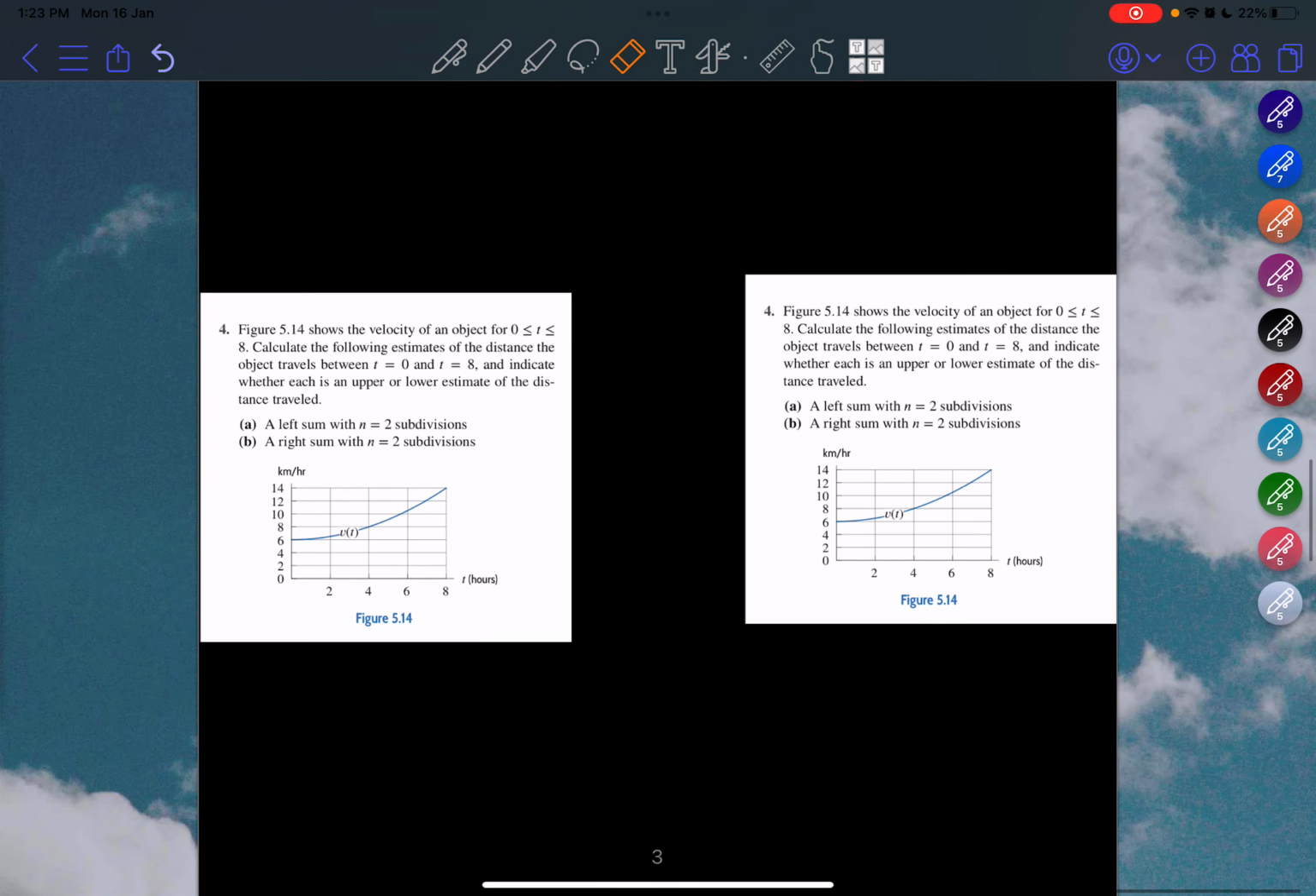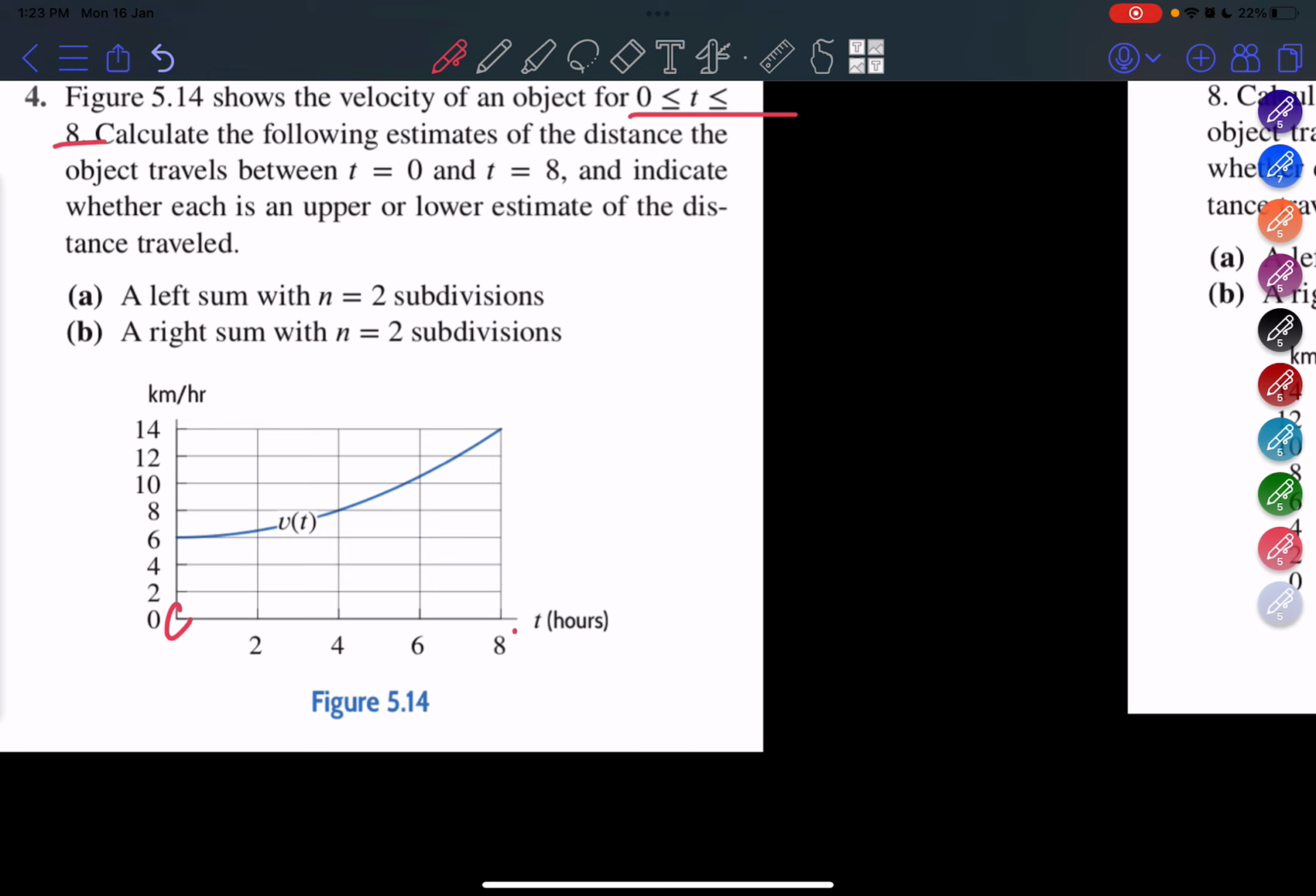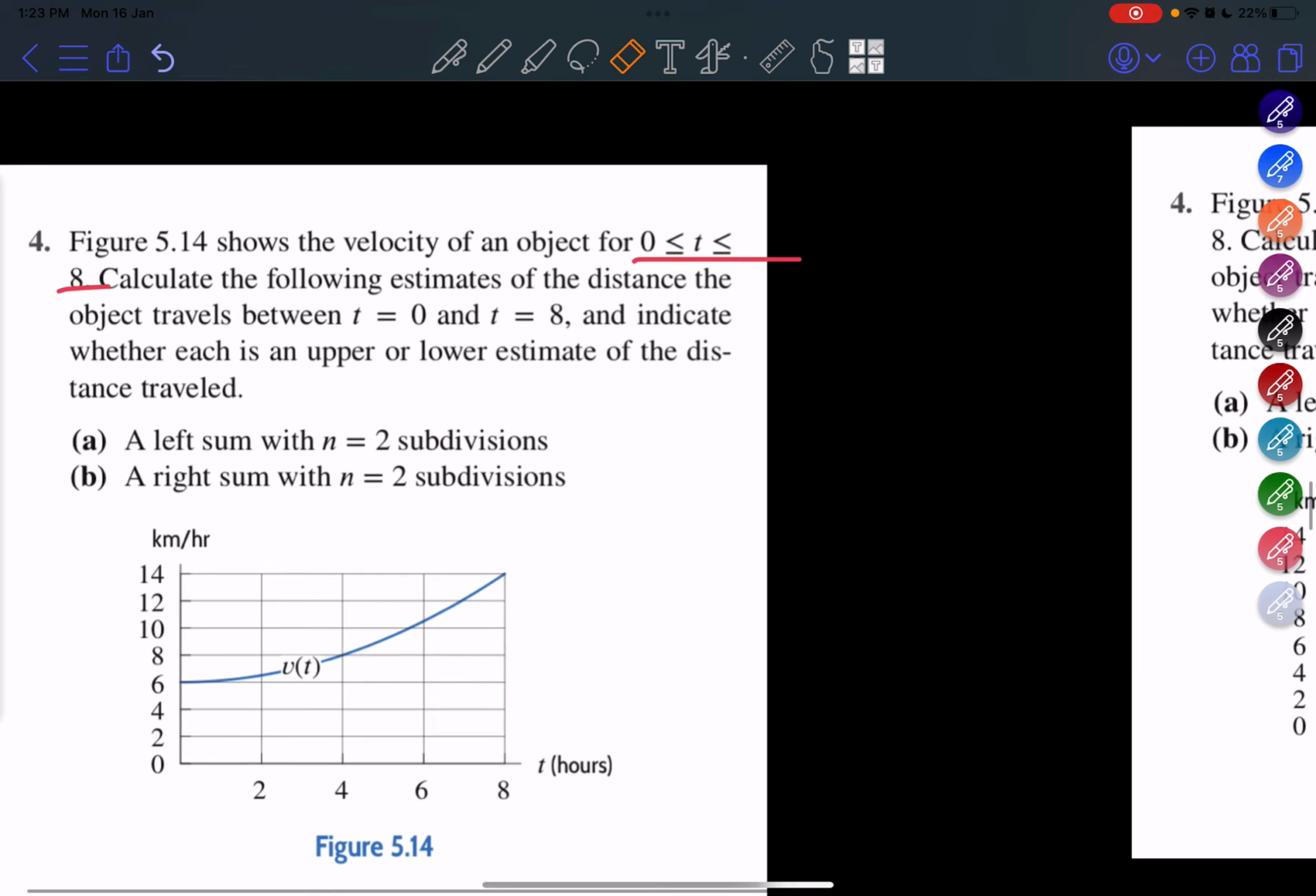Moving on to the second question. Figure 4.14, which is this one, shows the velocity of an object, and they gave us the interval 0 to 8. So, well, they've plotted the graph for us. We don't have to draw it. Calculate the following estimates of the distance the object travels between t equals 0 and t equals 8.